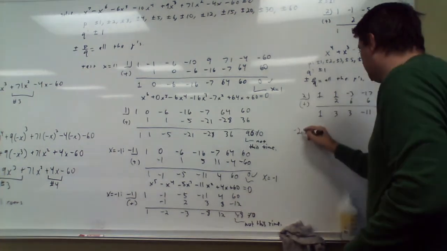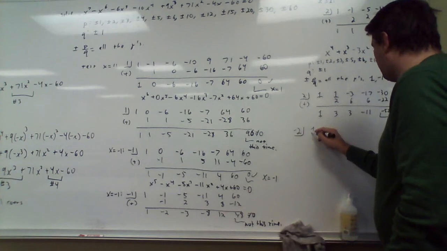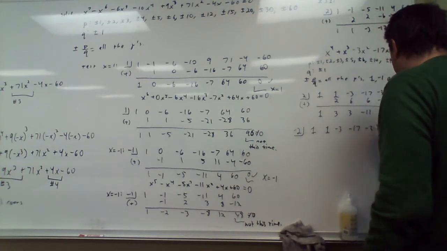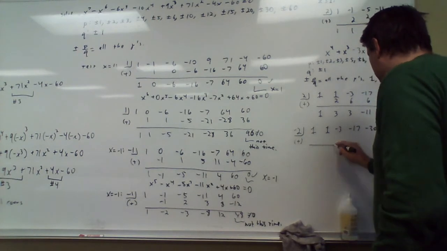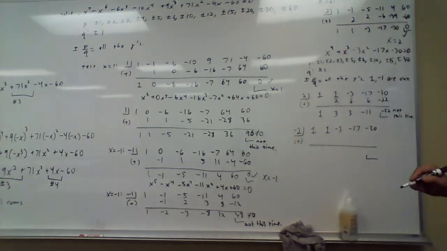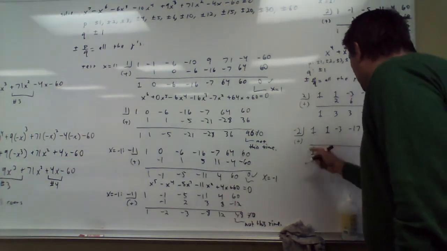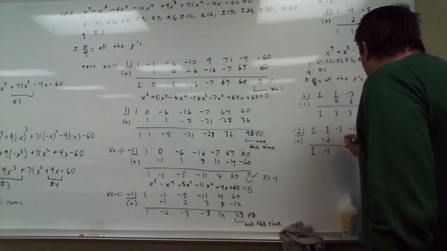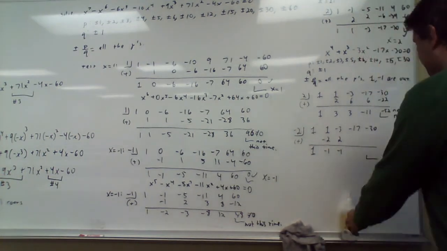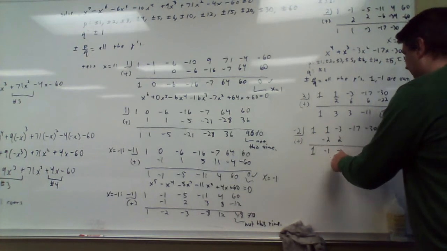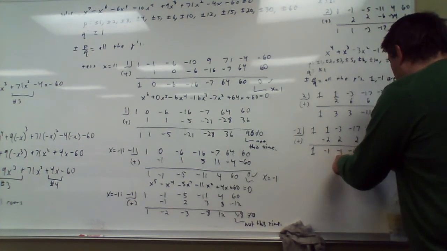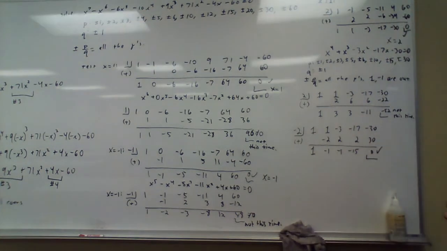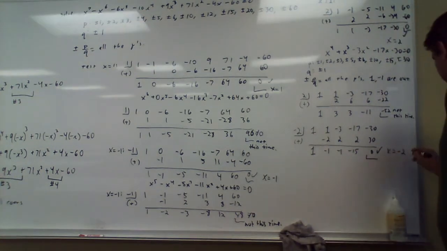Now we're on to negative 2. So I still have the original polynomial, 1, 1, negative 3, negative 17, and negative 30. I'll bring down the 1. Negative 2 times 1 is negative 2. That's negative 1. Negative 2 times negative 1 gives me positive 2. That's negative 1. Negative 2 times negative 1 is positive 2. That's negative 15. Negative 2 times negative 15 is positive 30. That's 0. So x equals negative 2 is on the list.